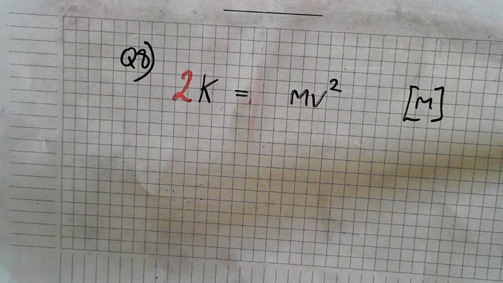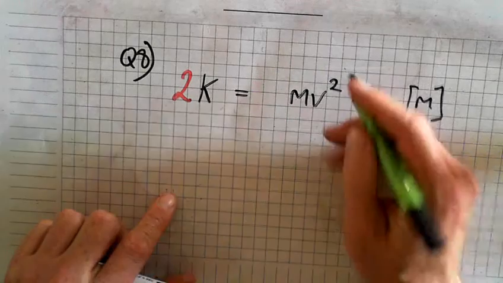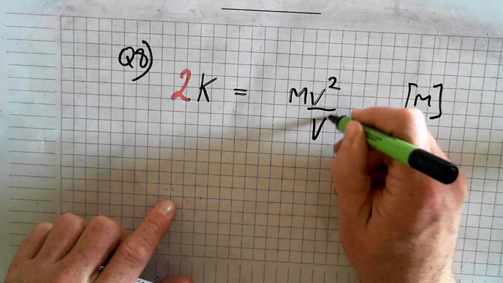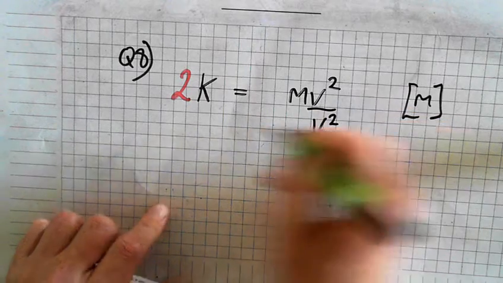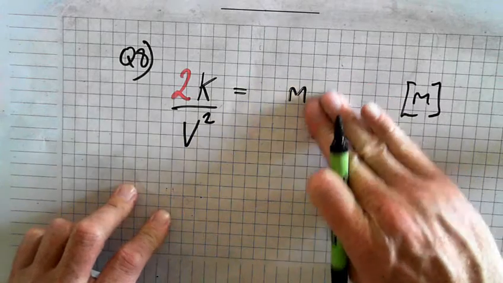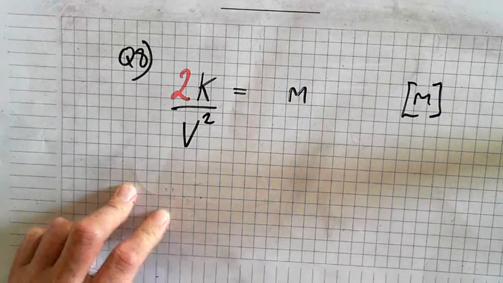And now I just need to leave m on its own. So I don't want the v squared, so what do I do? Divide both sides by v squared. V squared divided by v squared is? So it's 2k over v squared.